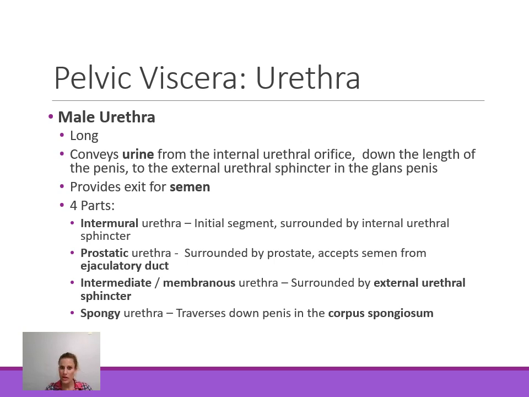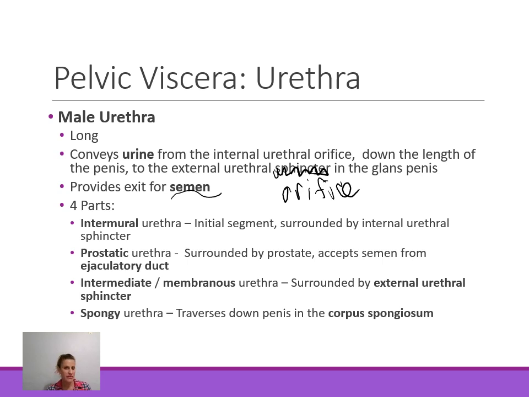The male urethra is much longer than the female urethra, and it conveys urine from the internal urethral orifice, which exits the bladder, down the length of the penis to the external urethral orifice, which is the exit from the urethra in the glans penis, the very terminal portion of the penis. The male urethra conveys urine from the bladder out of the body, but it also provides an exit for semen during ejaculation.